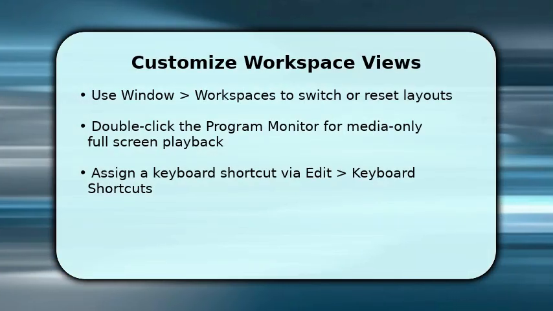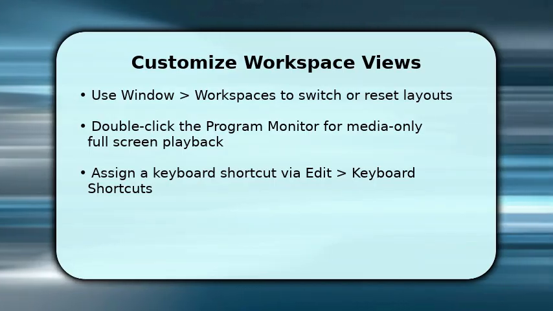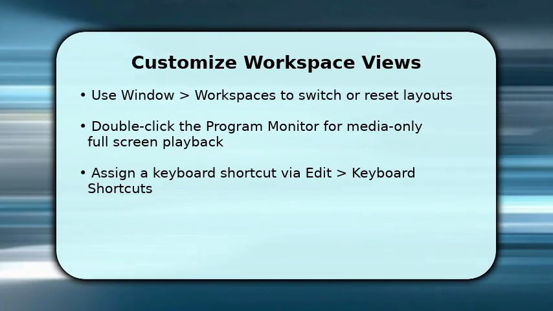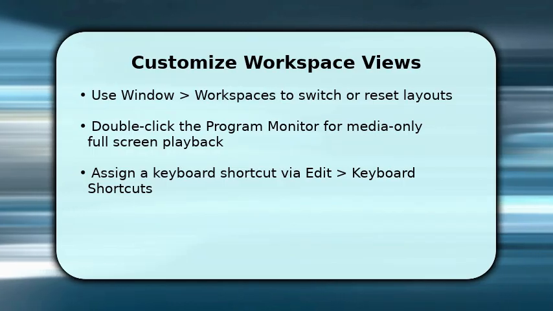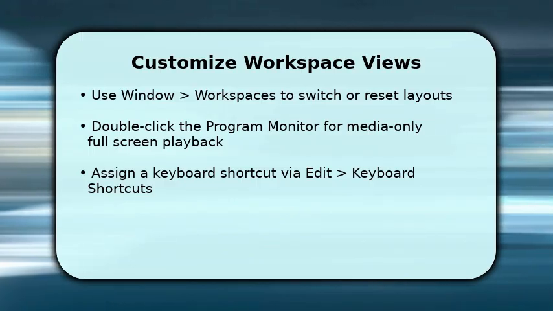Next, optimize the view for your task. Go to Window Workspaces to choose or reset a workspace so panels behave predictably. For pure playback, double-click the program monitor to enter Media-Only View. That's great for checking composition without panel clutter. If you need a quicker workflow, assign a keyboard shortcut in Edit Keyboard Shortcuts for the key or full screen toggle. This saves time and ensures consistency across sessions, especially when switching between editing and review.